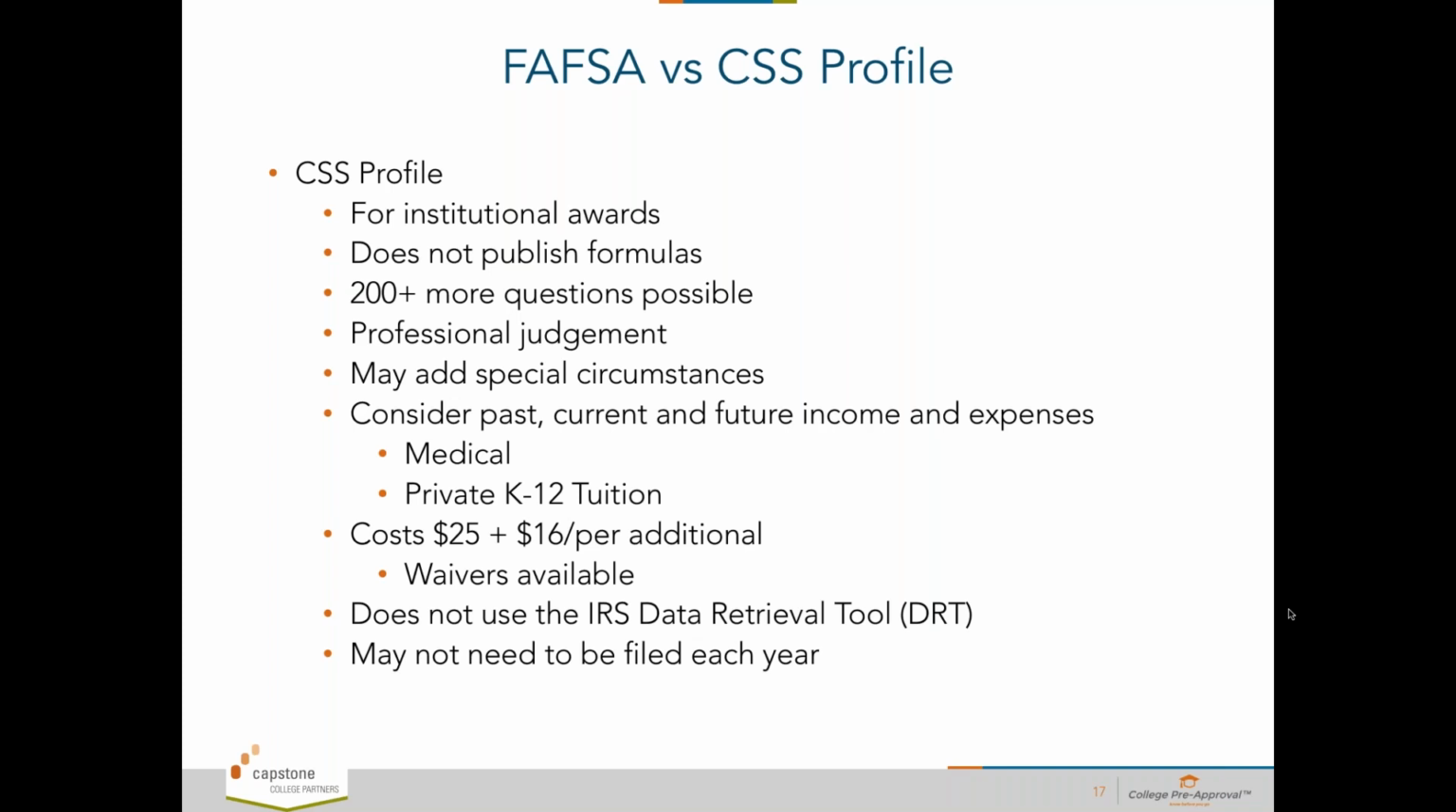Just came out here a few weeks ago, not long ago. So it establishes things like asset protection allowances and income protection allowances. But the CSS Profile, it's a little more unknown. There's a couple of reasons there, but the biggest one I would say is it does establish a baseline, but each school can ask different questions than the other.